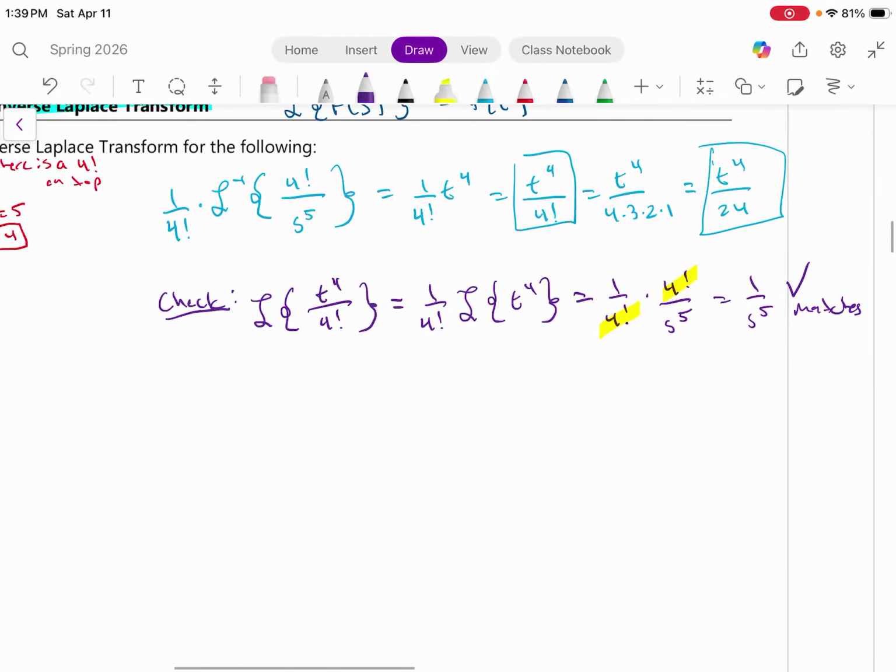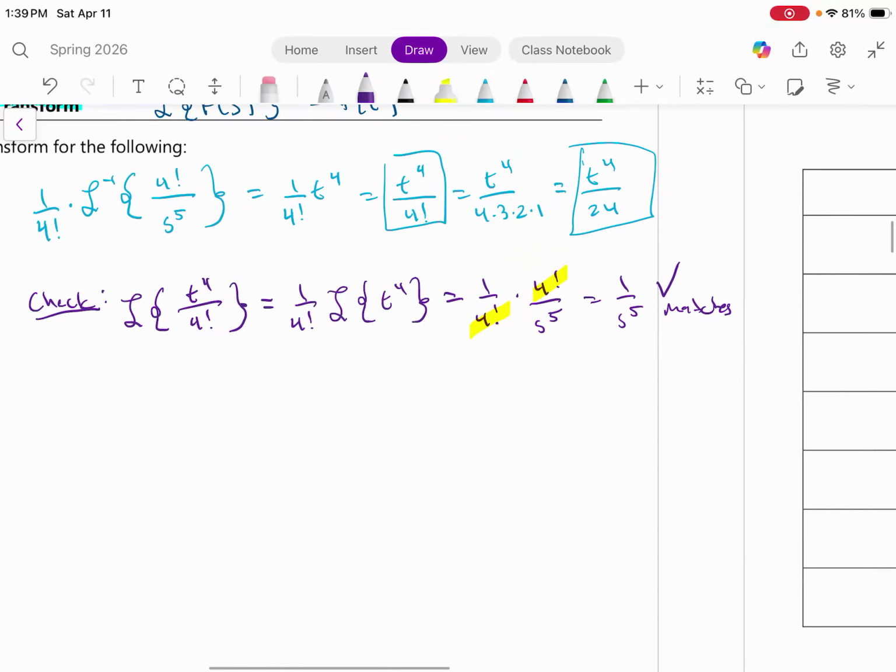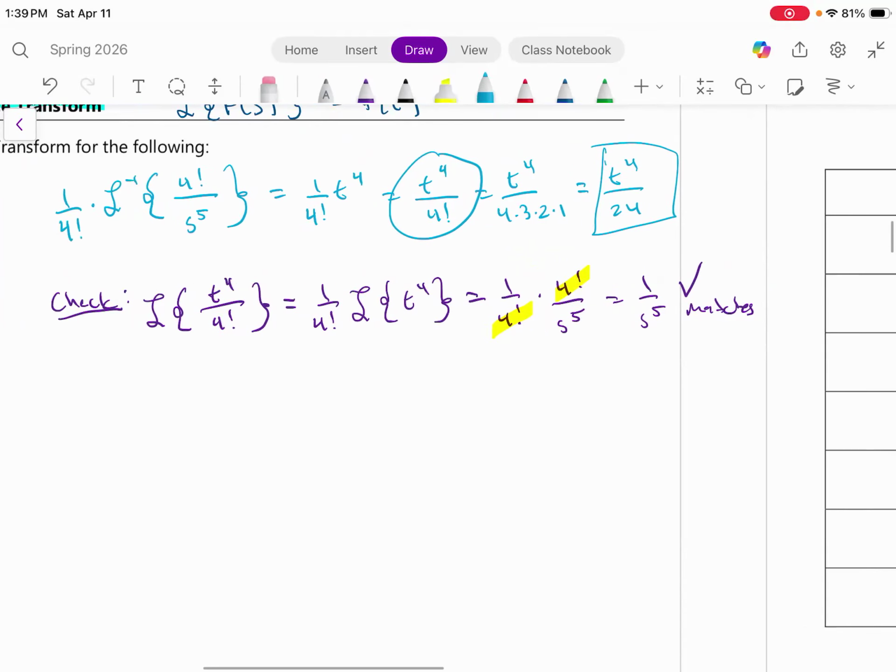So that is the idea behind the inverse Laplace transform. You're trying to match it up and see if you have to deal with any different types of constants, factorials. So that's the idea. Let's go ahead and try the next one.